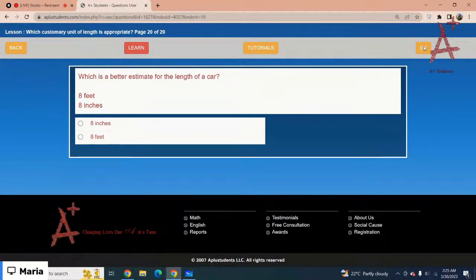Okay, which is the better estimate for the length of a car? 8 feet or 8 inches? The length of the car would be 8 feet. Got it? Not inches. Okay, which is a better estimate for the length of a great white shark? It is a great white shark, so it would be 15 feet. Got it? Not inches.